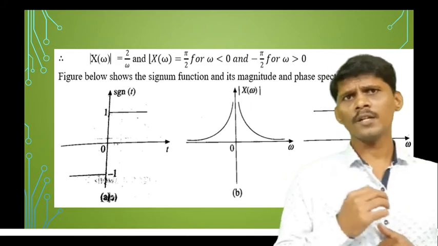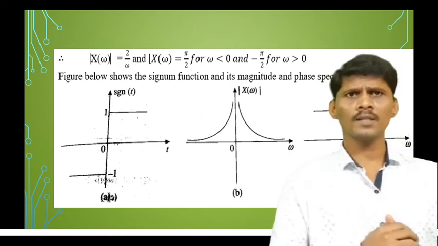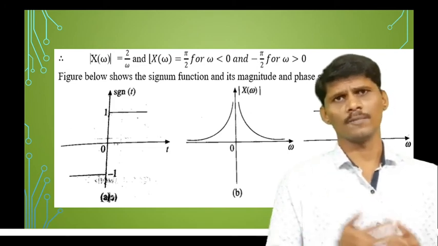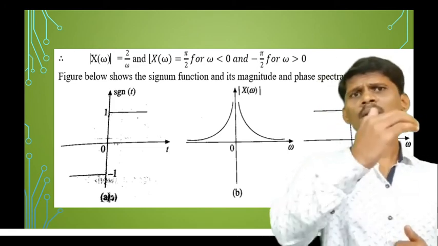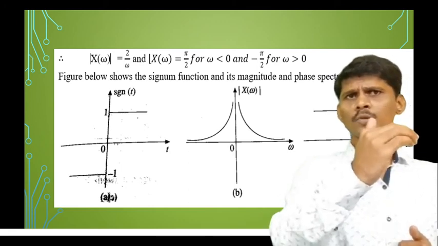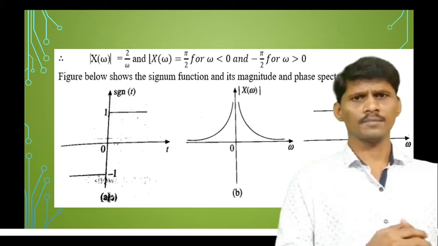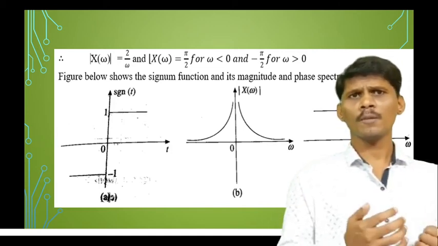So now here, the Fourier transform of the signum function: what is the imaginary part? Minus 2 by omega. And what is the real part? 0. So tan inverse of imaginary part by real part. So that is tan inverse of minus 2 by omega by 0, some constant by 0, which is infinity. Tan inverse of minus infinity.